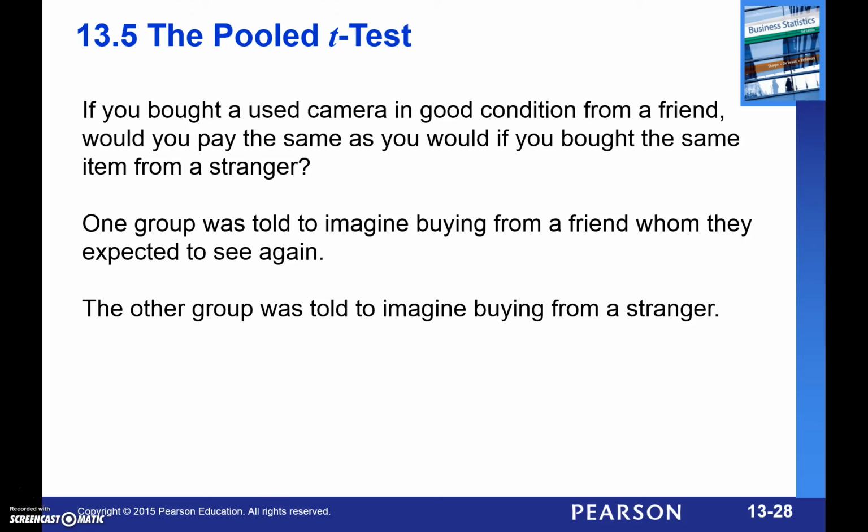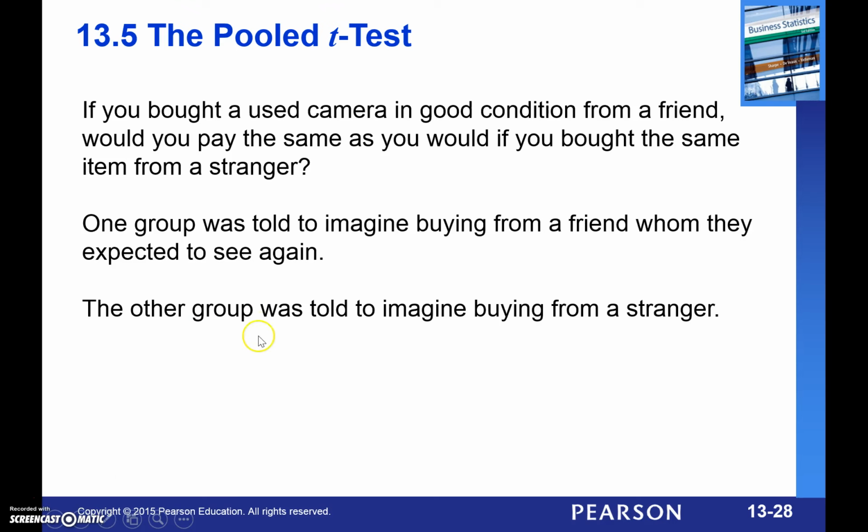Alright, in 13.5 we're going to look at what's called the pooled t-test. And we're going to start this one with an example. So imagine if you bought a used camera in good condition from a friend versus if you bought the same item from a stranger.